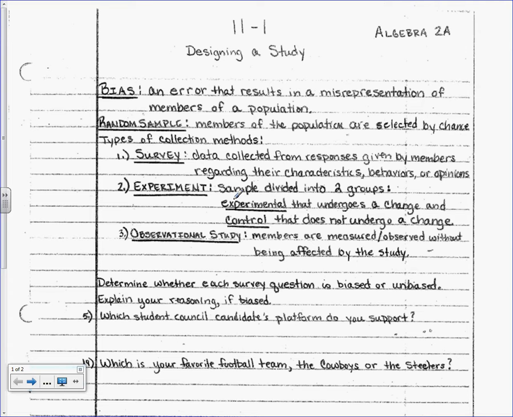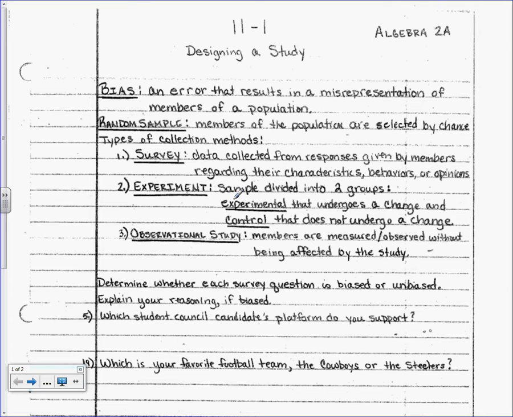A survey is data collected from responses given by members regarding their characteristics, behaviors, or opinions. What survey have you done here? Have you done like a Survey Monkey here, something? Oh yeah, that's a good one. Whether you wanted lunch in the morning or the afternoon, that was a survey, right?